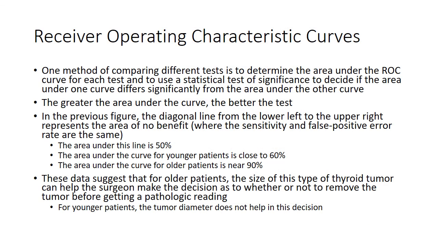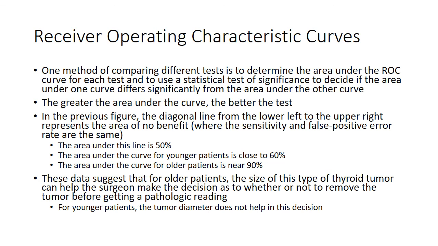And one of the ways you can compare either different tests, or in this case different age groups, is to look at the area under the curve. Basically, the greater the area under the curve, the better the test, because more of it is filling in the graph, and you're closer to getting that upper left-hand corner. So for instance, with the older patients, you saw that it was nearly 90% of the curve fit under there, whereas with the younger patients it's maybe close to 60%. So typically, the bigger the AUC, the area under the curve, the better the test is performing.